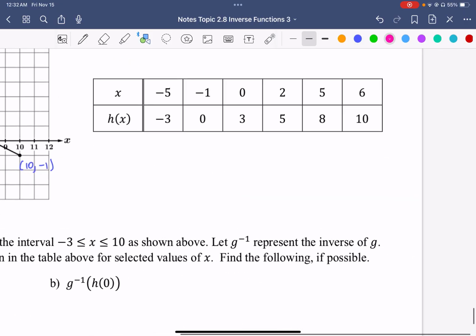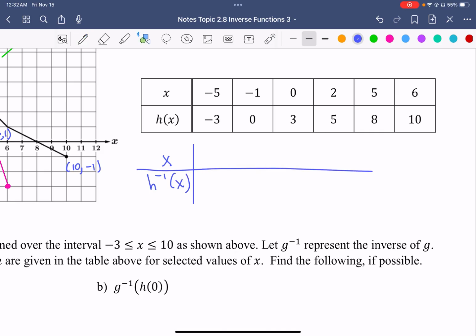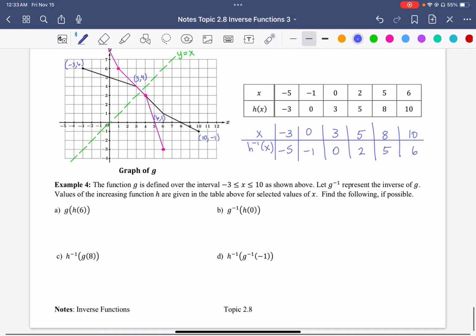Now we can find the inverse of h. So I need to make a new table for the inverse of h of x. And all I need to do is switch the x and the y values. So we have negative 3, 0, 3, 5, 8, and 10. Negative 5, negative 1, 0, 2, 5, and 6. Okay, now we can get started.